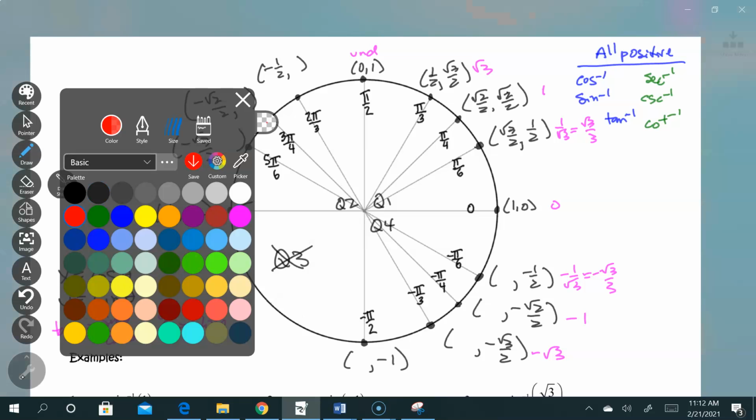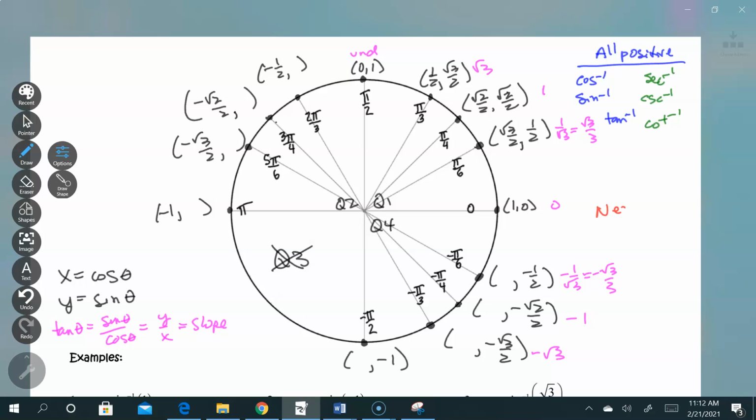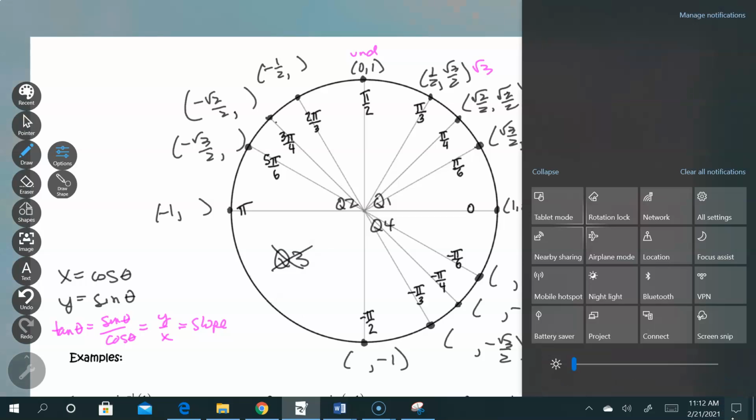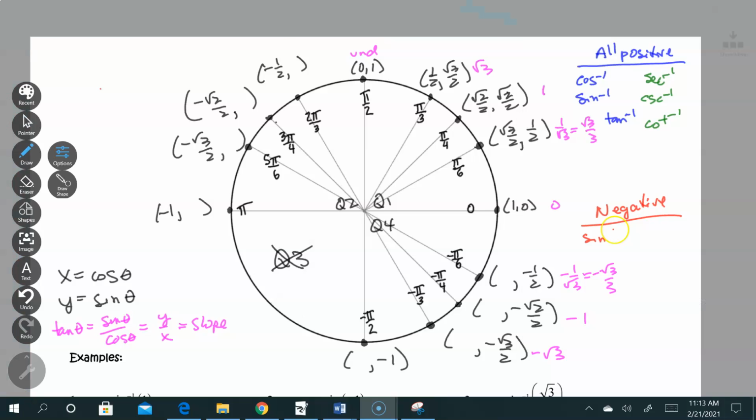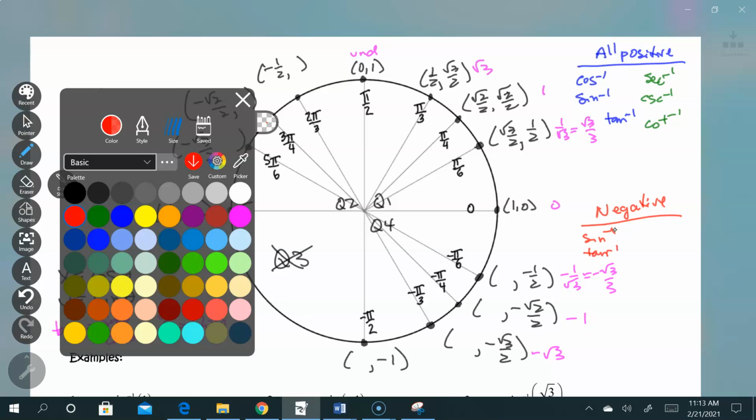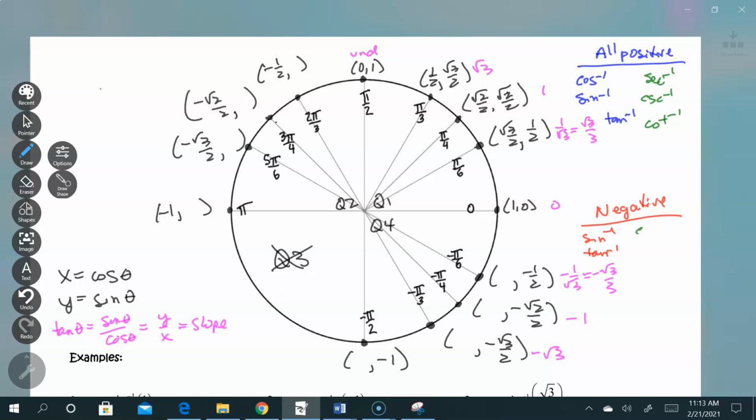So I can say when I'm in quadrant 4 I need to use some negative things. And the things that are negative are going to be inverse sine, inverse tangent, and then I'm also going to use inverse cosecant. Now when I'm in quadrant 2, the things that are negative are inverse cosine, which means I'm going to use inverse secant. And here's a weird one: inverse cotangent I'm going to use.